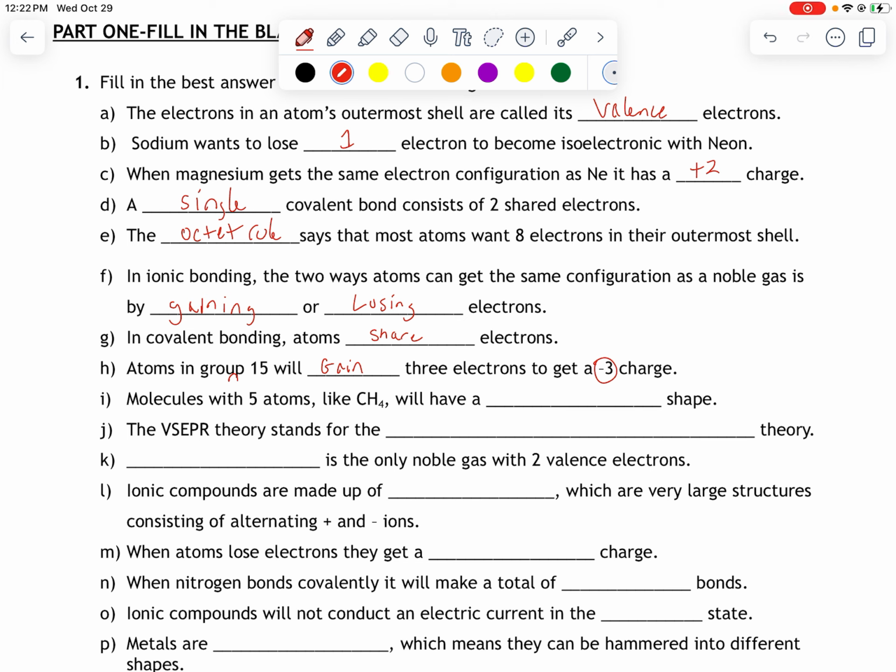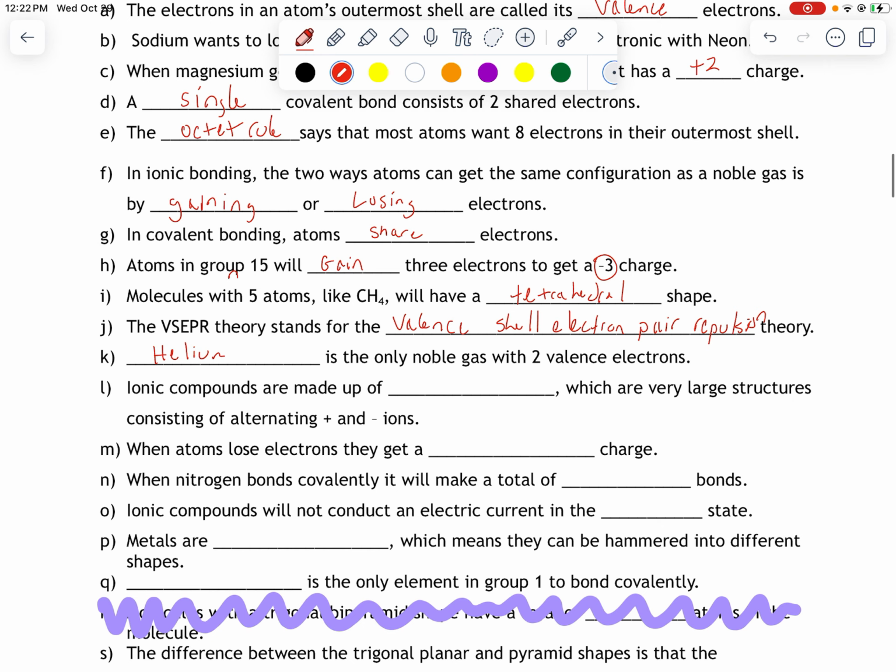Gaining electrons gives you a negative charge because electrons are negative. Molecules with 5 atoms, like CH4, will have a tetrahedral shape. VSEPR stands for valence shell electron pair repulsion theory. Helium is the only noble gas with 2 valence electrons.